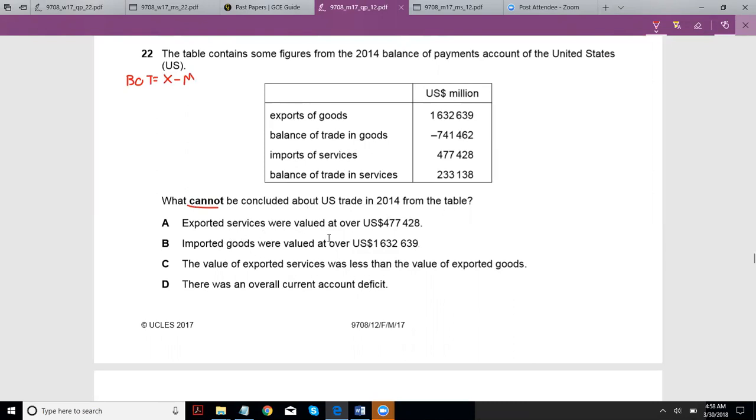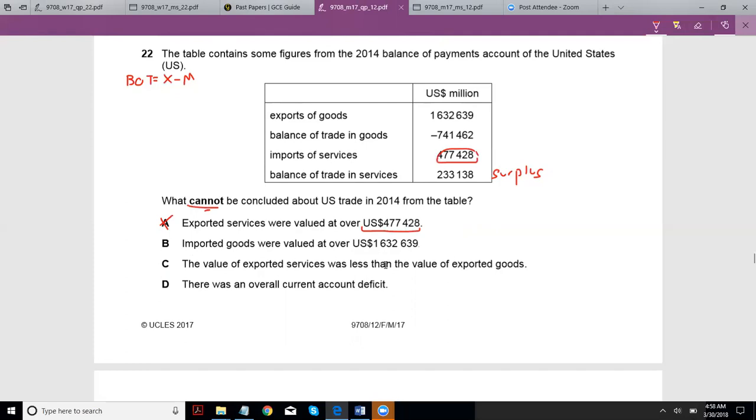Export services were valued at over this, so it has to be greater than this. And if you look at it, we know import services, and we know the balance of trade in services was a surplus, and hence the part A is something that we can conclude: export services no doubt would have to be greater than the value of import services. So we can conclude this, so we'll cross it out because we're looking for cannot.